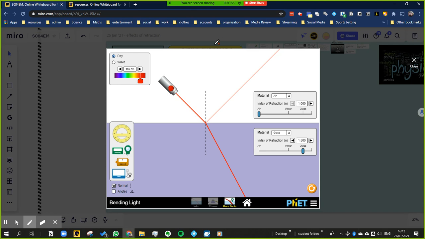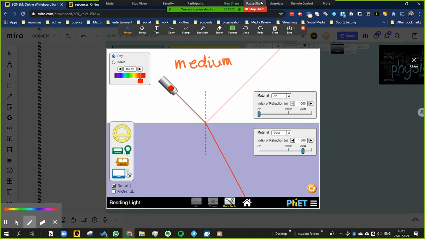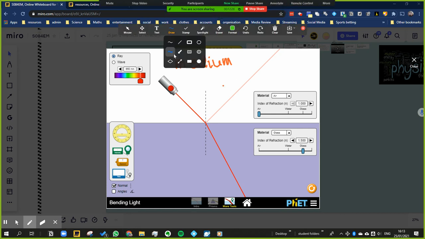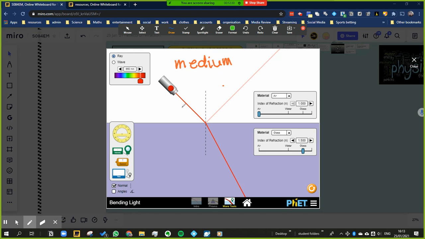I don't really like this pen. I might just use Zoom instead. Let me change that. Right, so I'll click Zoom annotate. Okay, so I'll try that again. Right, so that's a medium, and in this case, the medium is air, and over here, the medium is glass. The reason why is because it says glass there, and this one says air.